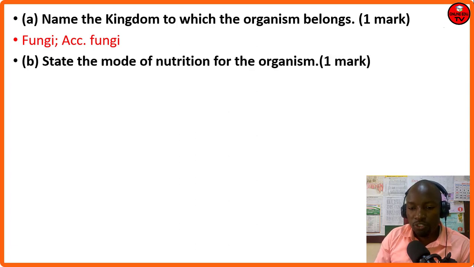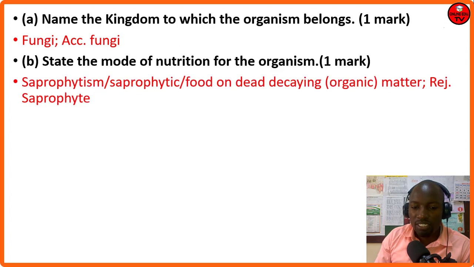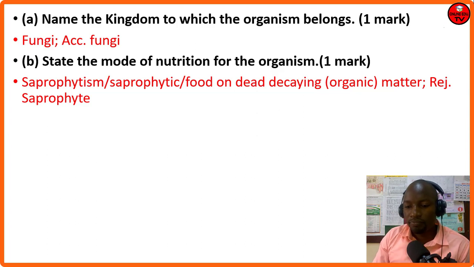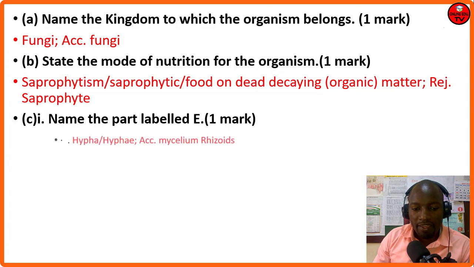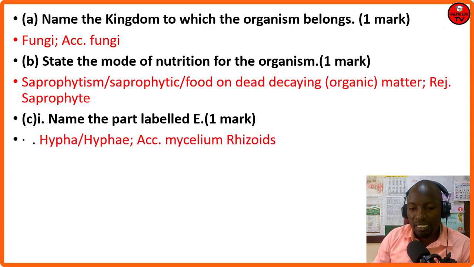Now, state the mode of nutrition for the organism. This one is a saprophyte, so saprophytism, saprophytic. You can say it feeds on dead, decaying organic matter, but there's a reject on saprophyte because they're talking about mode of nutrition. So that's saprophytism. Name the part labeled E. That is a hypha, hyphae. We can also accept mycelium, and we can also accept rhizoids.